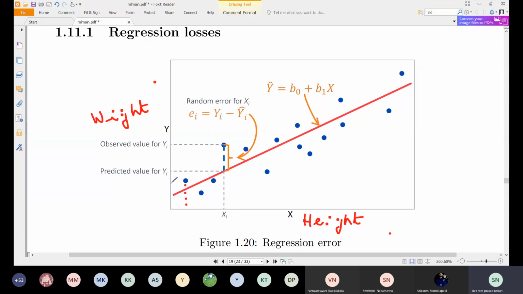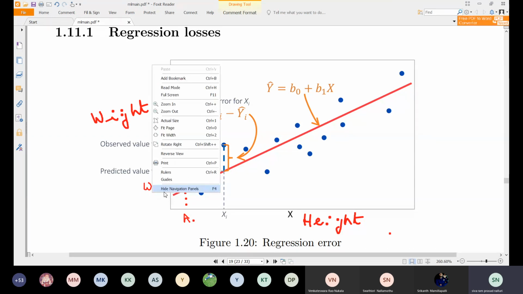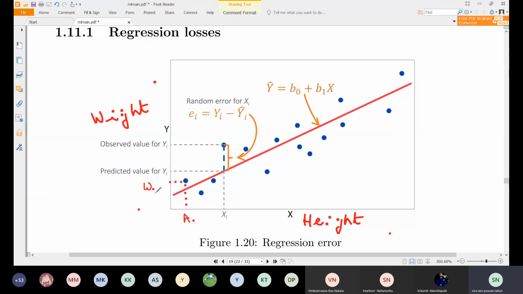Okay, so the first example is like this. His height is h1 and his weight is w1. Similarly, for the second person, his height is h2 and the corresponding weight is like this. This is the corresponding weight of that person, which is w2.